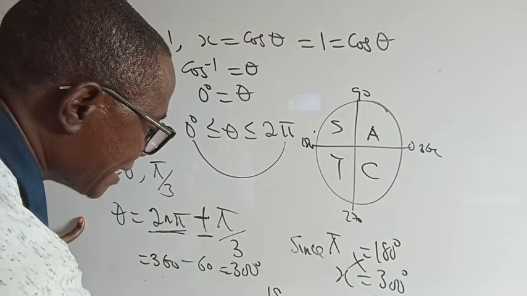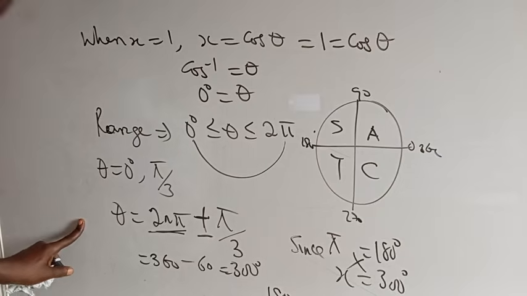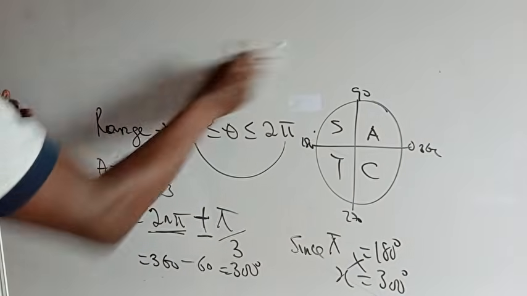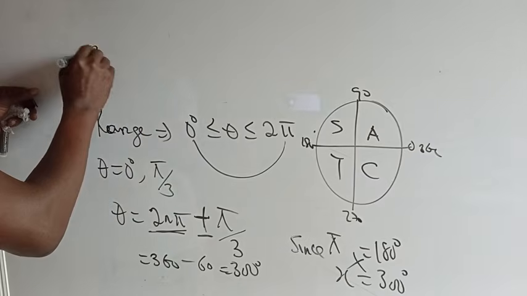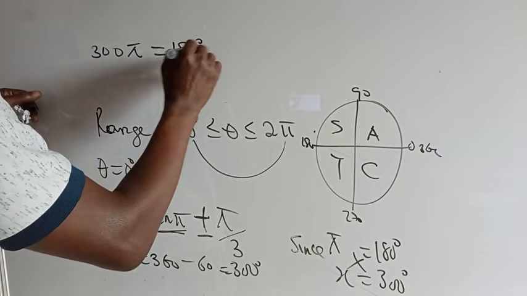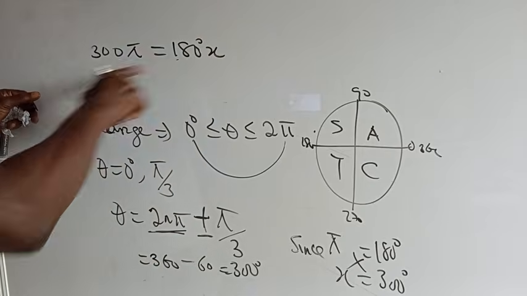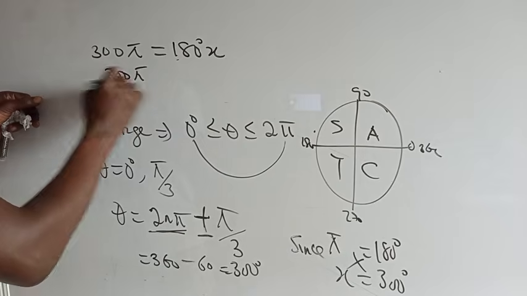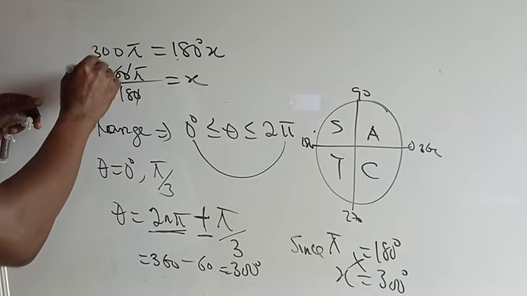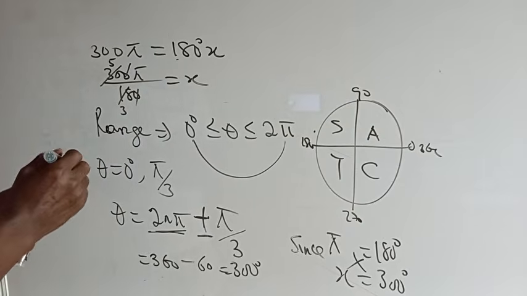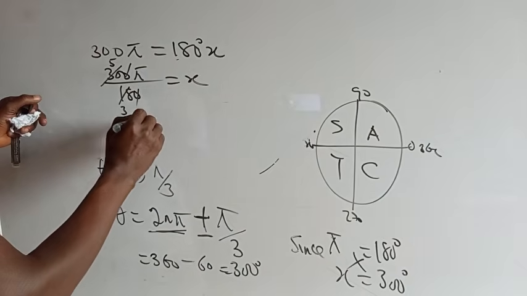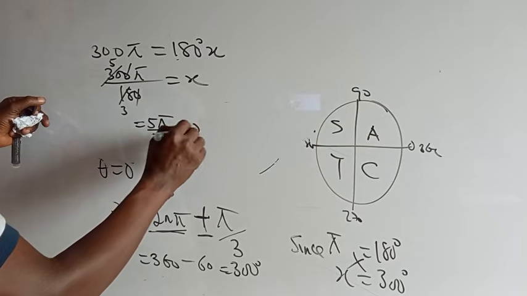So if you cross multiply, you have 180x. I hope you are following. Let me write it clearly. Now cross multiply, you have 300 pi equals 180 degrees times x. Don't forget we are looking for what x stands for. So 300 pi all over 180 is equal to x. The 0 cancels here, 6 here 5, 6 here 3. So x in radians is 5 pi all over 3.